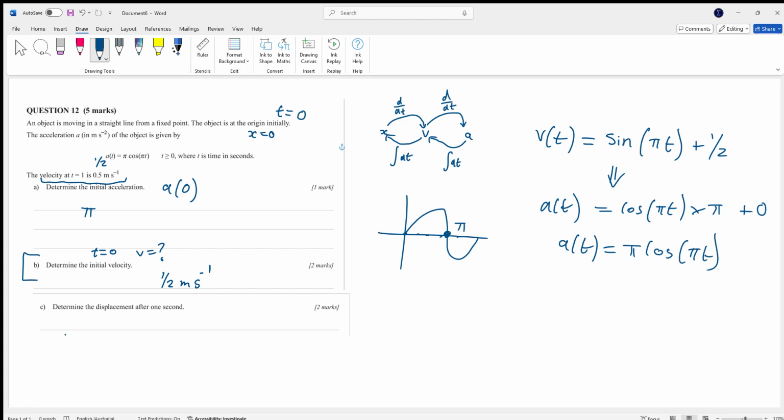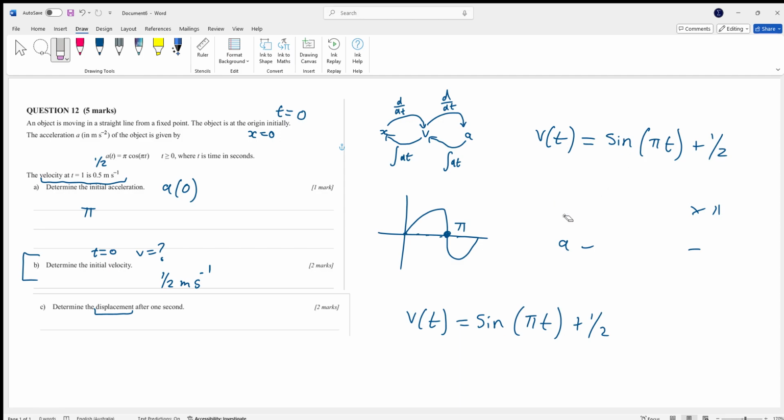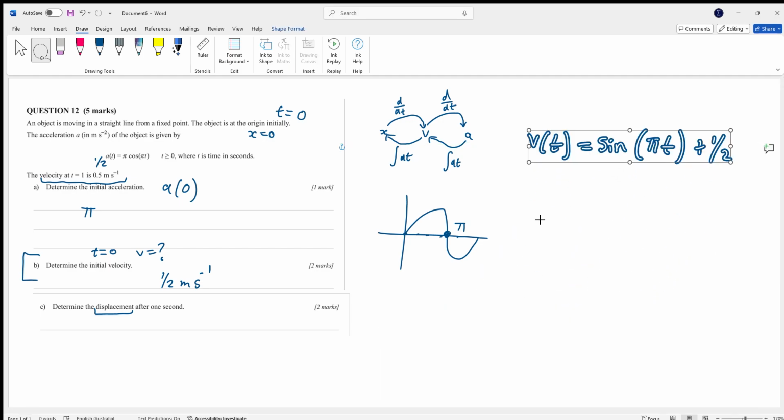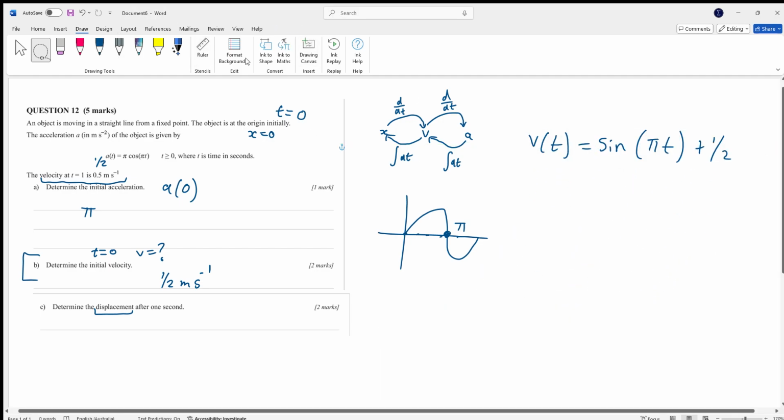Okay, now part C, we're going to need our velocity equation as well. Now this is where the other initial condition will come into play. Here they've asked us for the displacement, which is another word for distance, after 1 second. Well, it's not the exact same as distance, but in this case we can treat it like that. So here we need to work out our position equation. Now we've said to go from velocity to position you have to integrate with respect to time. So we have to integrate this guy with respect to time.